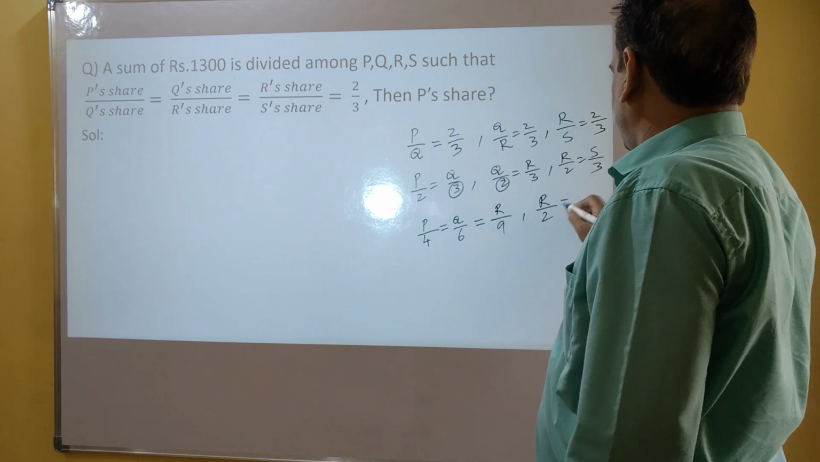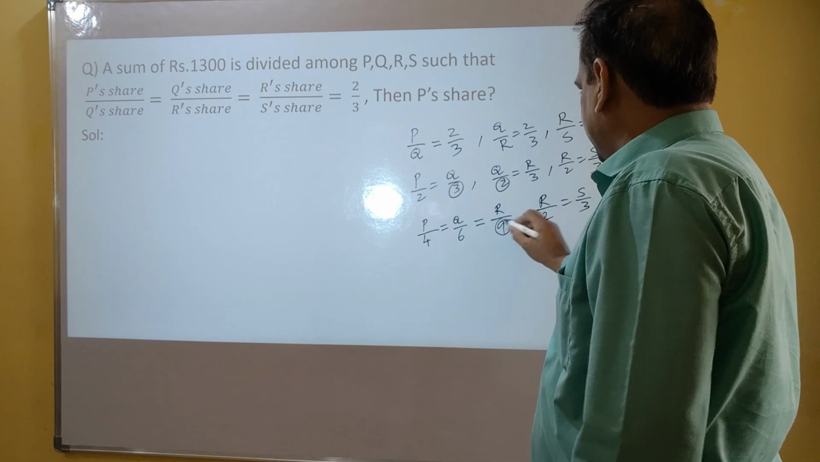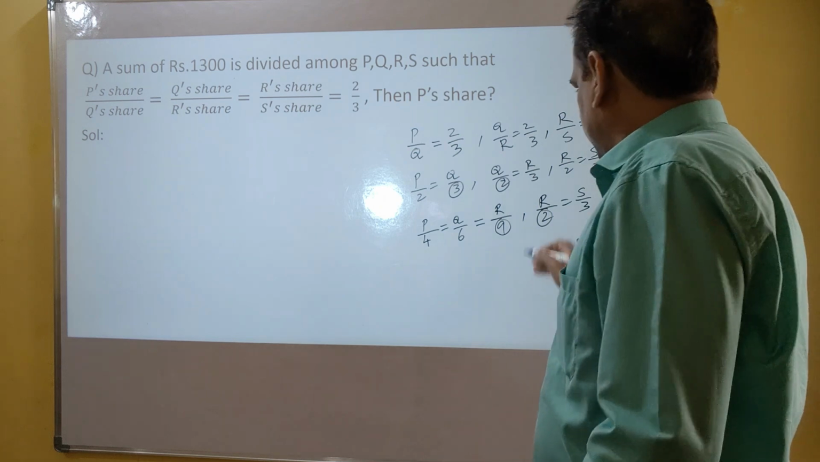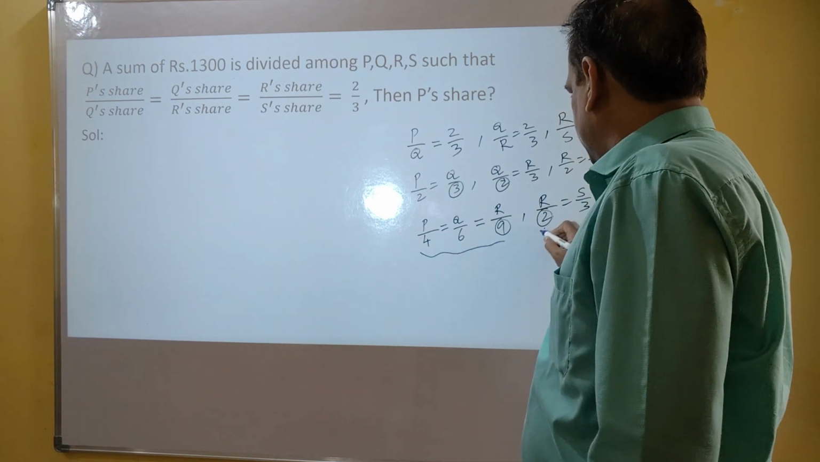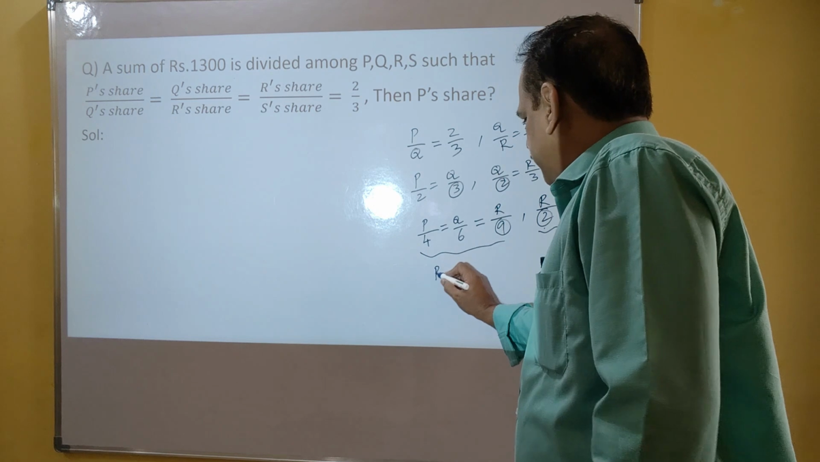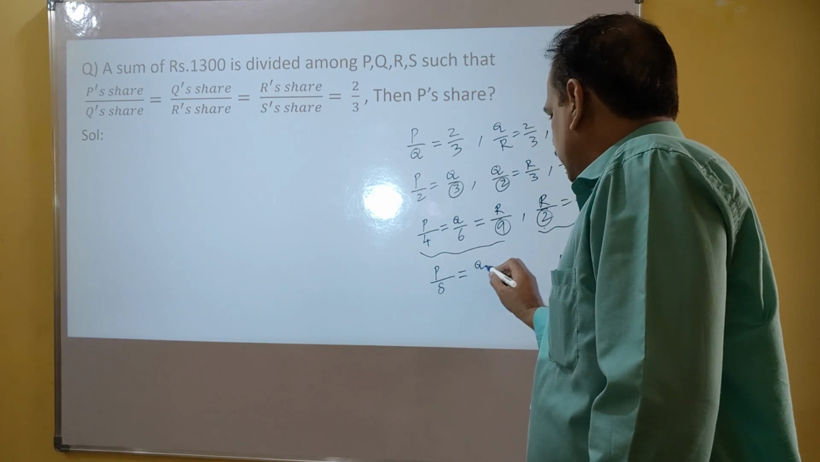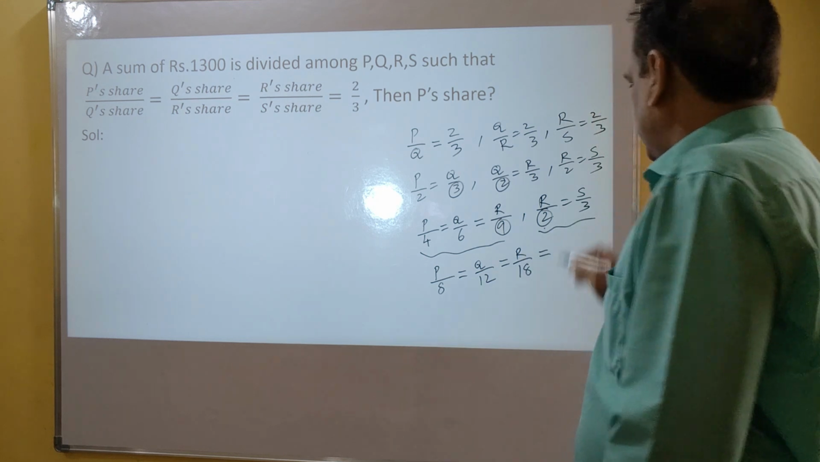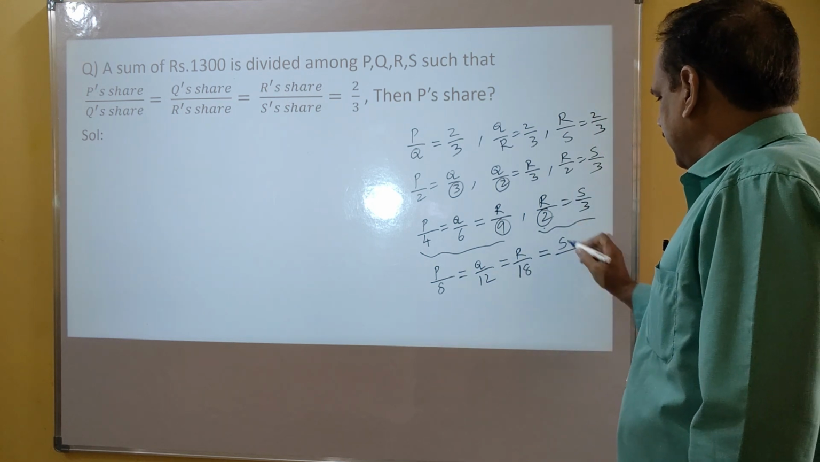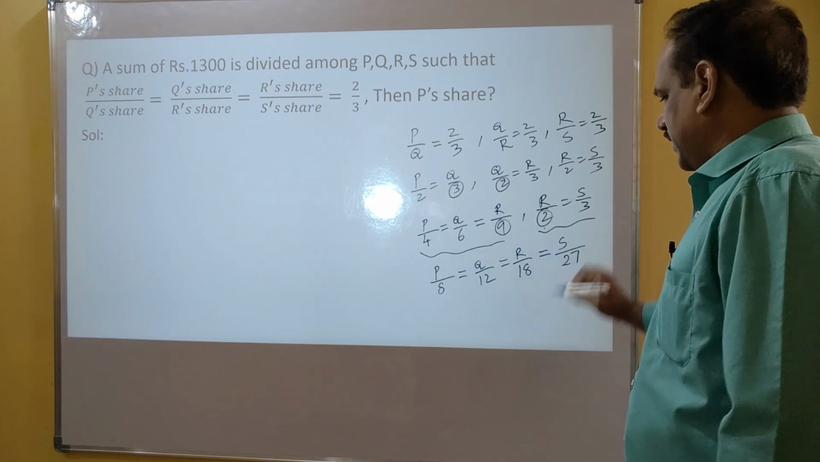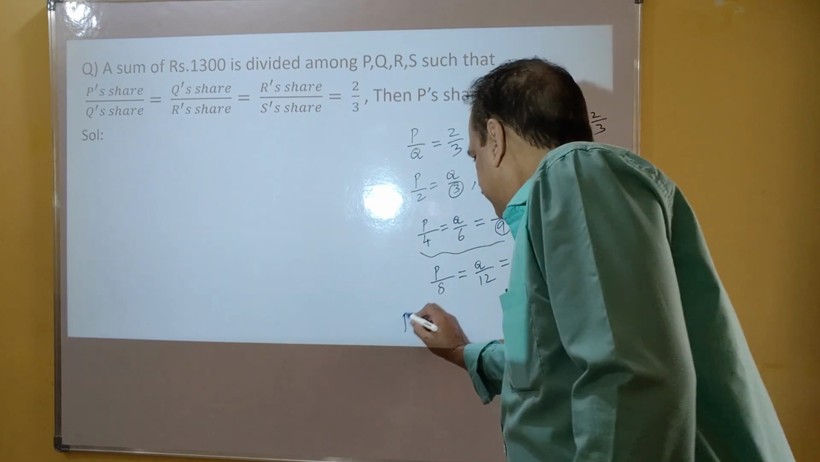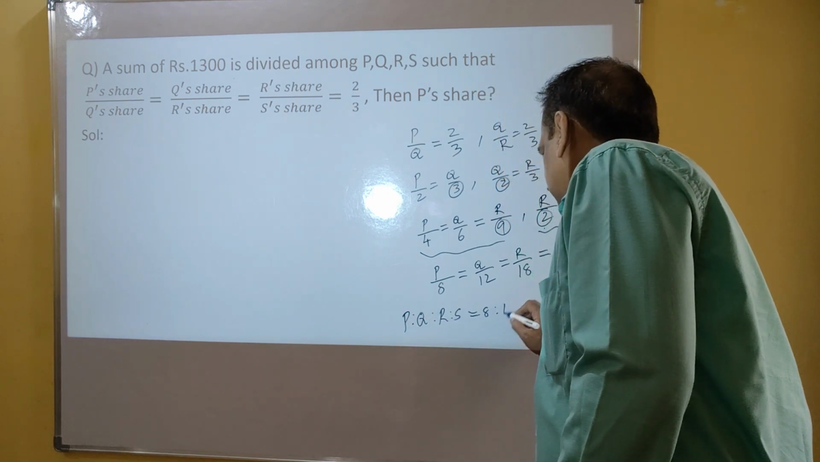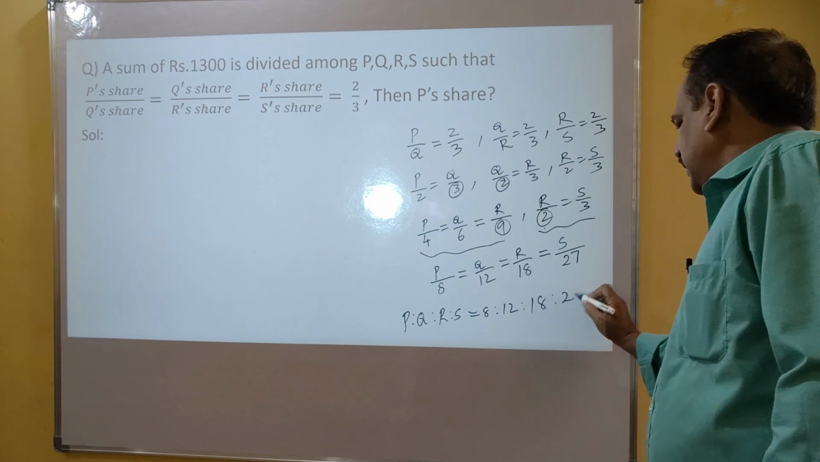Next one is R by 2 equals S by 3. Now we have to make these two quantities equal to combine these two equalities. So multiply this entire thing by 2, this by 9. So P by 8, Q by 12, R by 18 equals S by 3 into 9, 27. So the ratio of P is to Q is to R is to S is 8 is to 12 is to 18 is to 27.